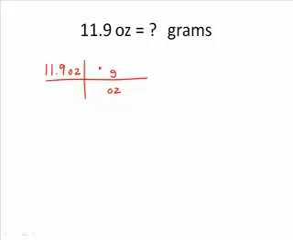I have that 1 gram is 0.03527 ounces. Okay, so my ounces cancel. My ending unit will be grams. So 11.9 divided by 0.03527 is 337 grams.